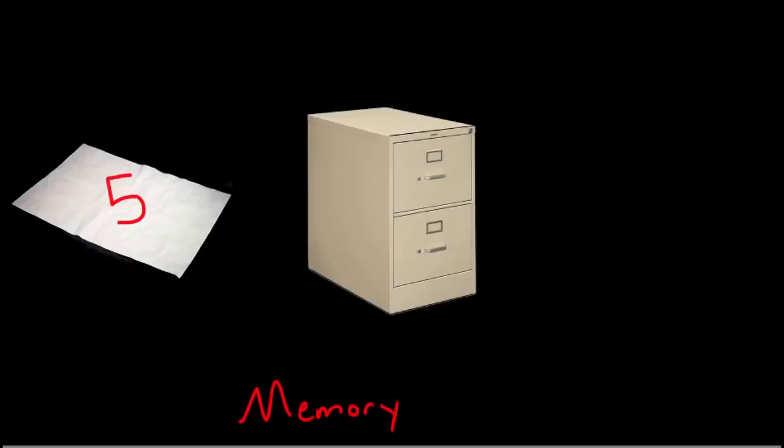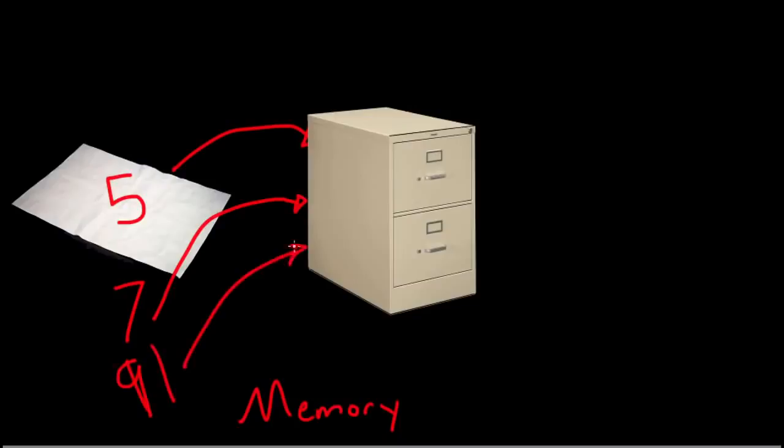Just for example, let's say we were doing this by hand. We calculate 5 was prime. We write 5 on a piece of paper and we store it in a filing cabinet. Then we get 7. We store that in the filing cabinet. 9, or 11, into the filing cabinet. And then we have a filing cabinet full of prime numbers. Think of it as a prime array.